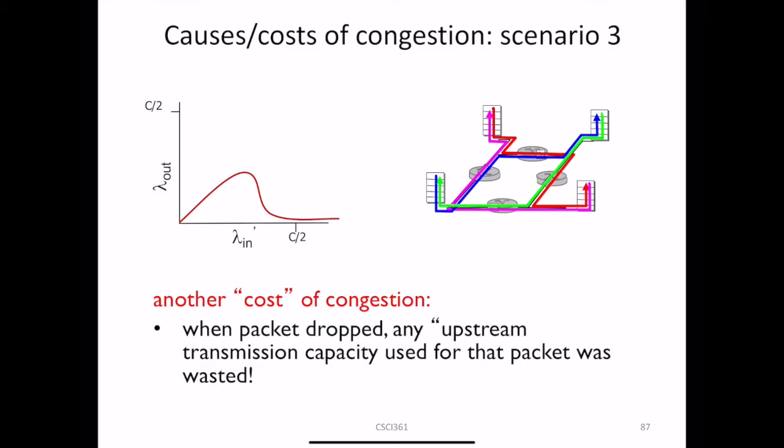Then there's another cost of congestion: when a packet is dropped, any upstream transmission capacity used for that packet was wasted. So when you increase your input speed, at some point you should stop. Otherwise, you will decrease the overall throughput of the entire network.